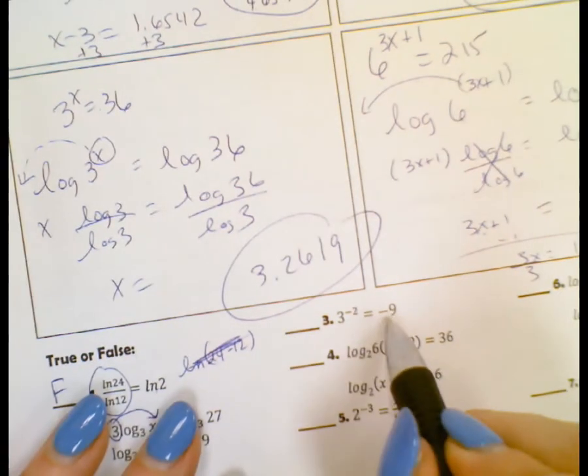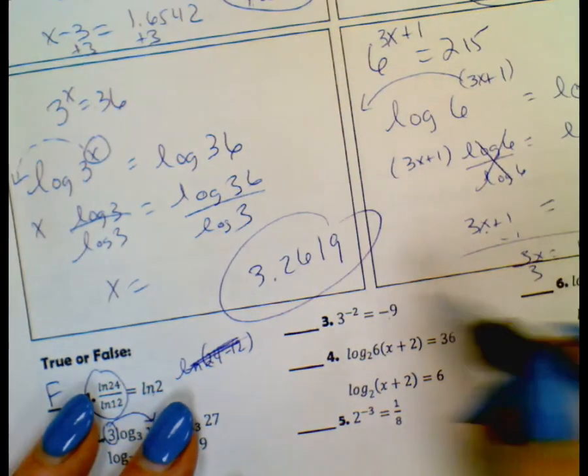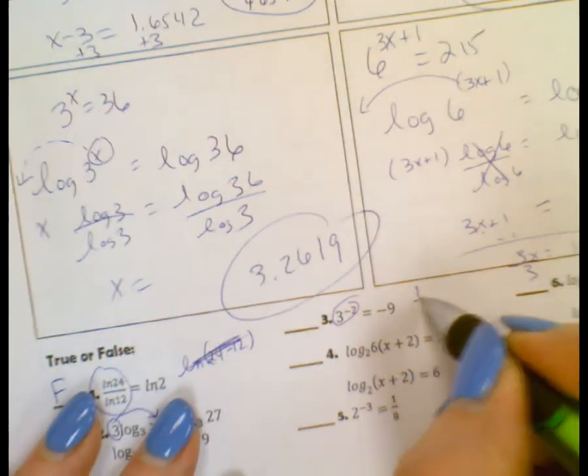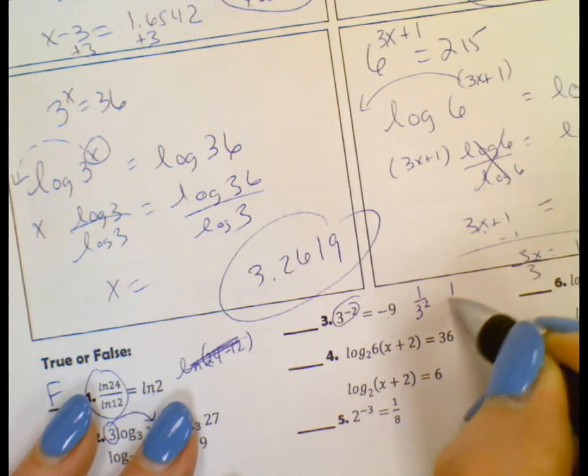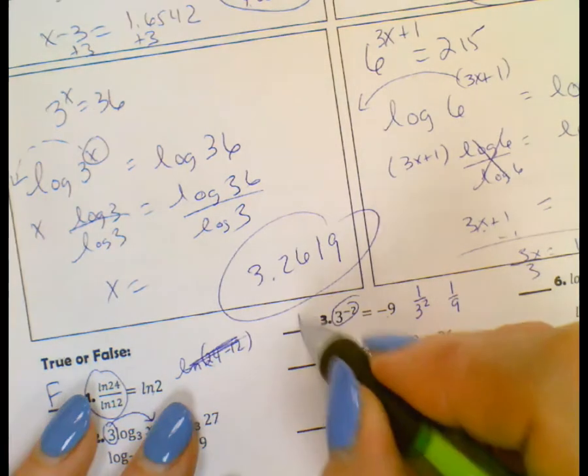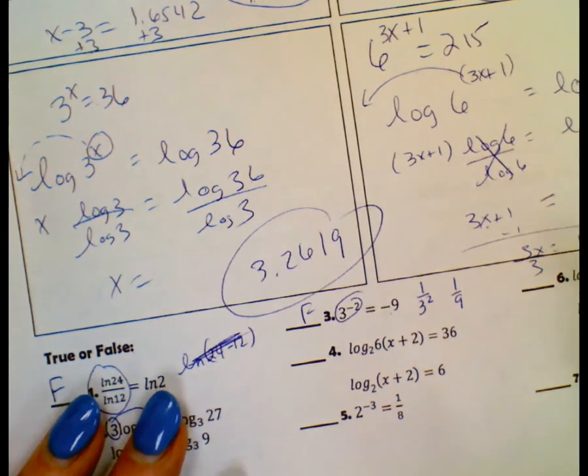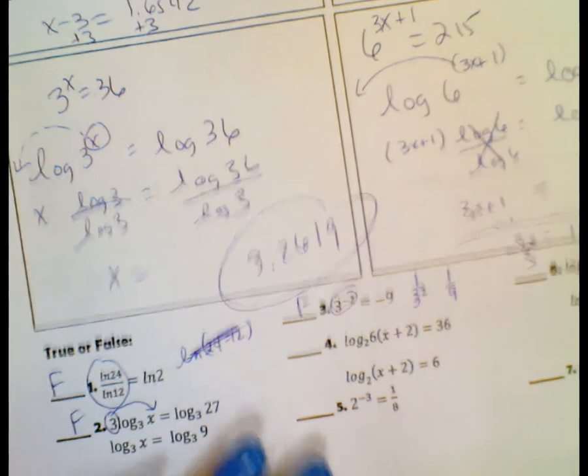Is 3 to the negative 2 the same thing as negative 9? No. 3 to the negative 2 is actually 1 over 3 squared, which is 1/9, not negative 9, so that's false. These are all common mistakes people make with logarithms.